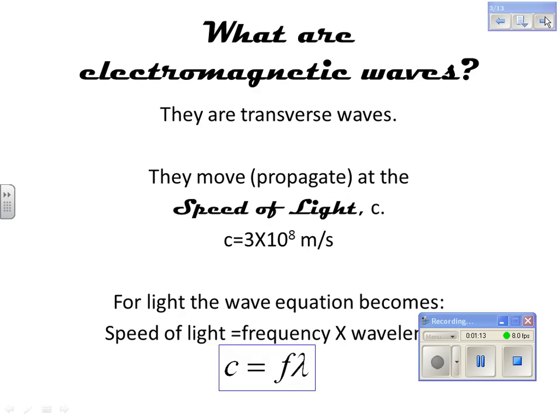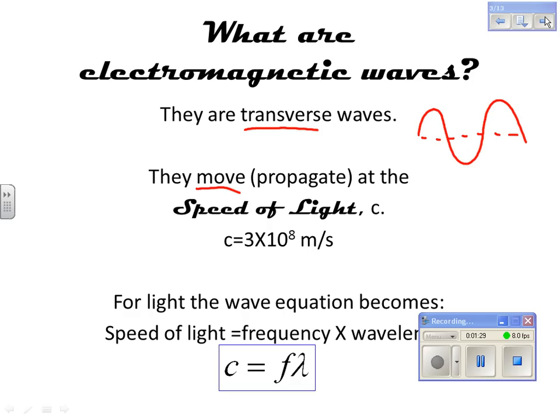So what else would we know? Like I said, they're transverse waves, the waves where we have something like this, with an equilibrium. They also move, or propagate. We said propagate is a fancy word to say move at the speed of light.